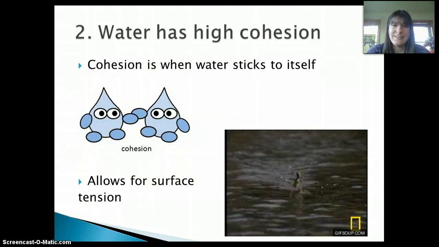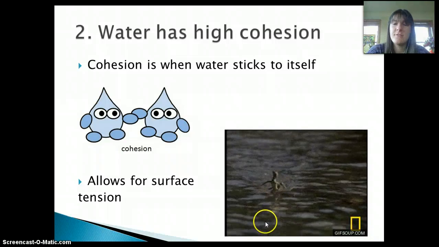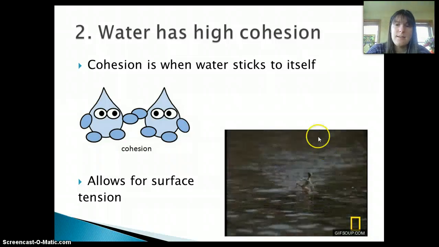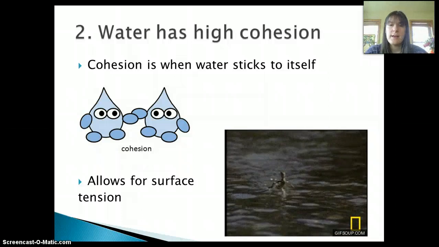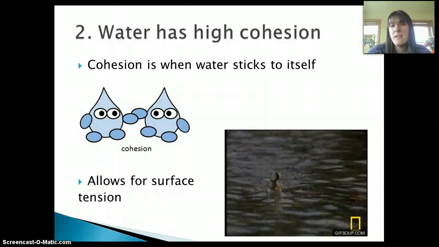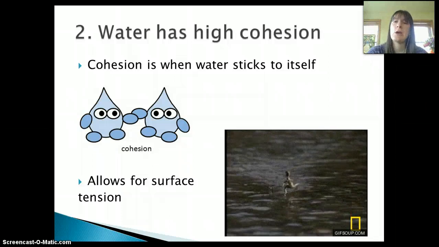Surface tension is used in a lot of different ways. One way is this little lizard who is able to run on top of the water. He's moving so quickly that the bonds between the water are holding him up. We see that a lot with water striders. We see that in a lot of different places. The fact that water forms droplets is because of this, because it has a really high cohesion.